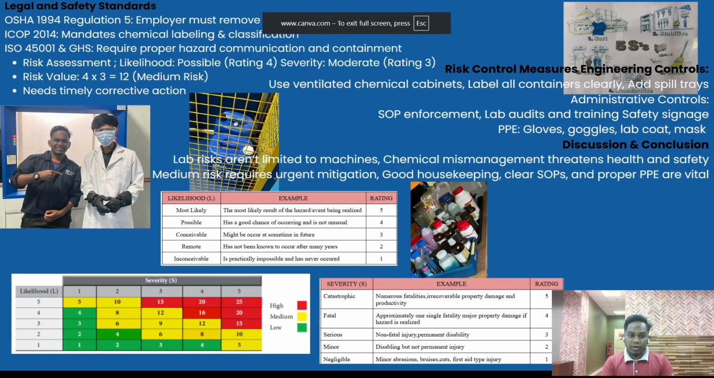Continuing with hazard one, I mention the legal standards, risk assessment and control measures related to the chemical hazard in the lab. Based on OSHA 1994, ISO 45001, as I mentioned just now, an employer must remove any foreseeable hazard and ensure proper chemical labeling and containment.